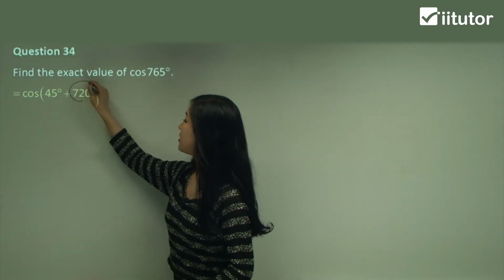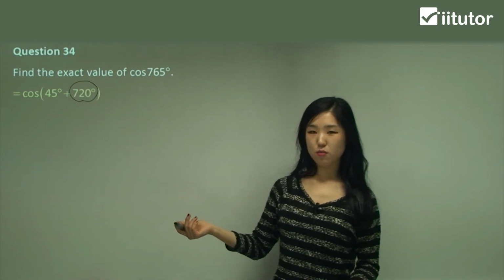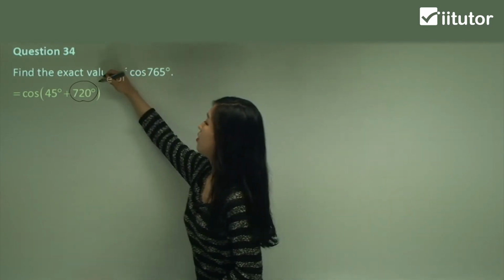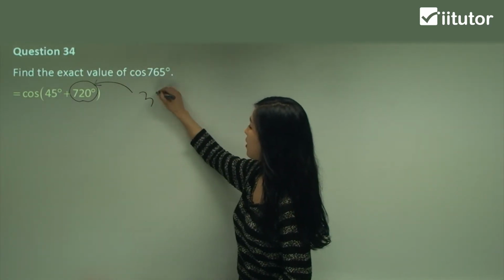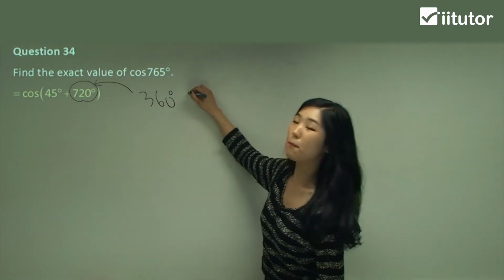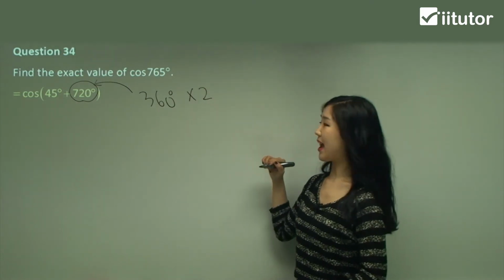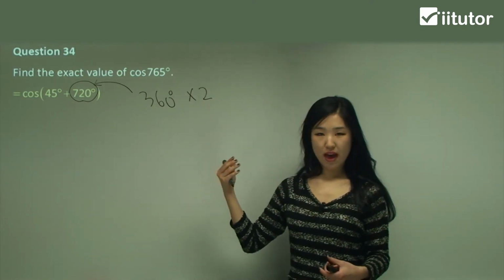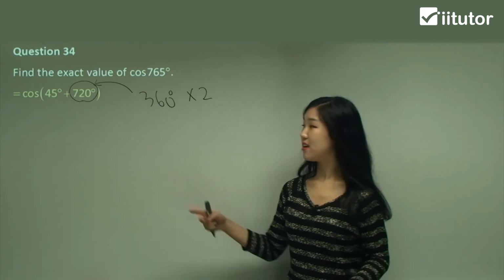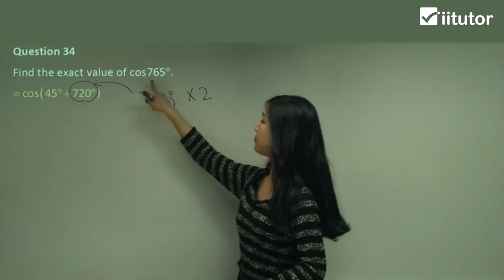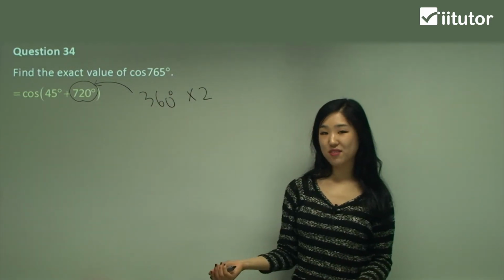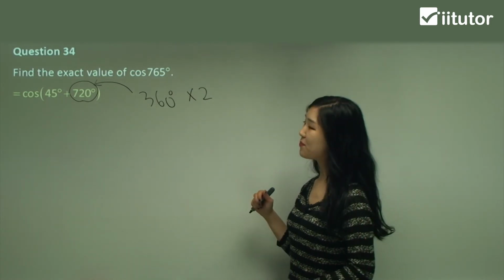Now guys, 720 degrees is what? Where did that come from? Well, this is just 360 degrees multiplied by 2. So I'm actually adding 2 periods to 45 degrees to make that the same as 765 degrees. So see where that comes from?